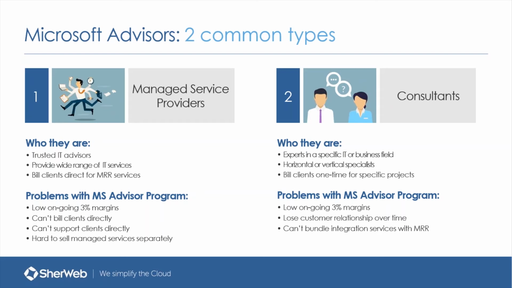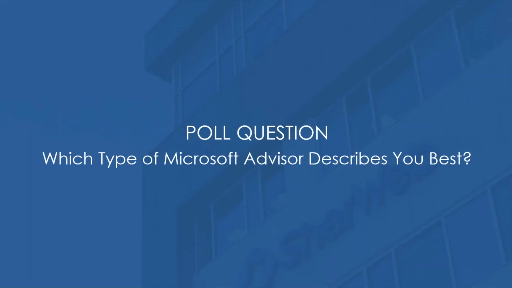Now, on the consultant side, it's a different profile. They're experts in a specific field, maybe the legal field or financial industry. They've got that vertical specialization, and they typically bill their clients one time for these projects. So they're not looking to build a recurring business, but they're doing the one-time work. With the advisor program, the margins aren't as attractive as they could be, and they lose the customer relationship over time because of the one-time billing. So when you take a look at these different things, there's an area of opportunity here that our program can provide.